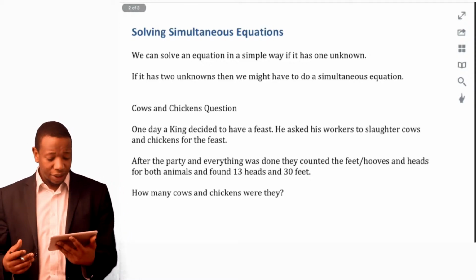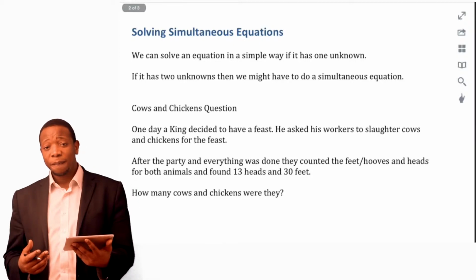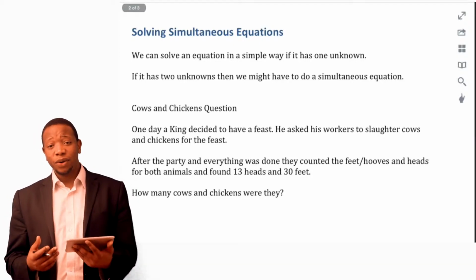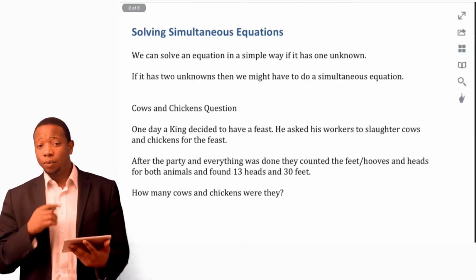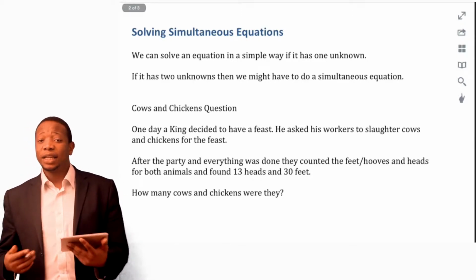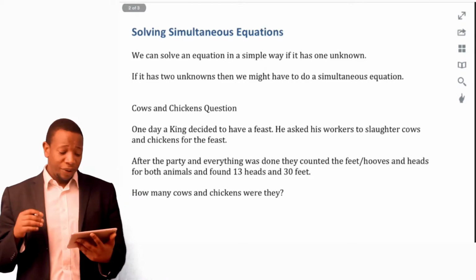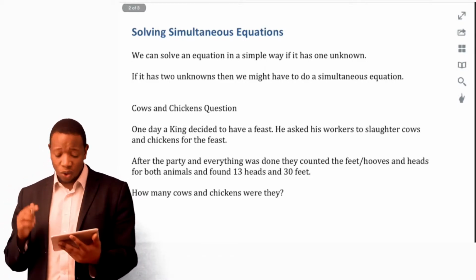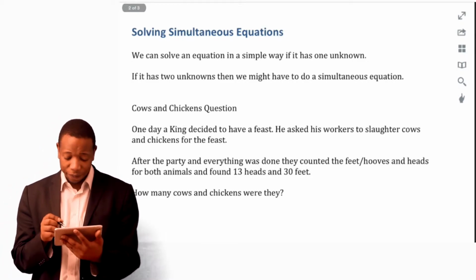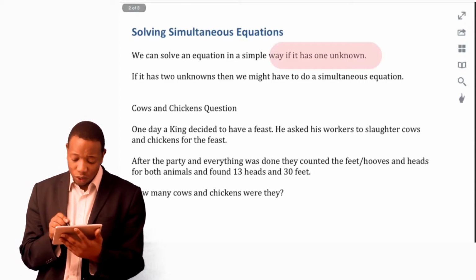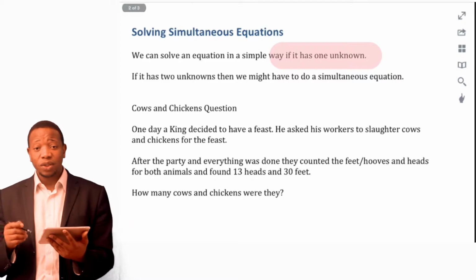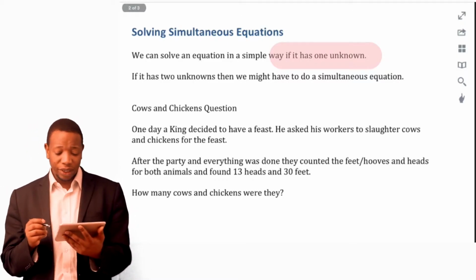Now, what is an equation? An equation is a mathematical expression with one unknown. So we could have x as an unknown or y as an unknown. Now, the simplest thing that we know is that we can solve an equation quite easily if it is one unknown. So if an equation has one unknown, that is quite simple to solve.